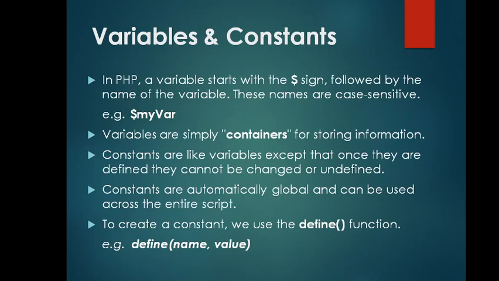Constants are like variables, except that once they are defined, they cannot be changed or undefined. Constants are automatically global and can be used across the entire script. A bit later down in the course, I'll be explaining the difference between global and local scope of variables. To create a constant, we use the define function, and this function takes 3 parameters. However, the two that are mainly used are the name and value parameters. This defines the name of our constant and its actual value, separated by a comma.